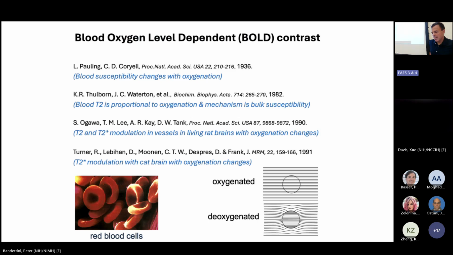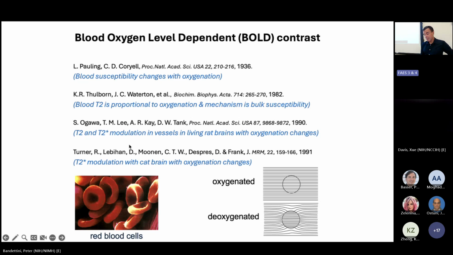With blood oxidation-dependent contrast, you can trace the origins back to Linus Pauling in 1936, who first studied blood susceptibility changes with oxygenation. So that was known since 1936. And then there were three pretty important papers. Keith Thulborn measured the T2, the transverse relaxation properties of blood. This was in 1982, 10 years before fMRI began.